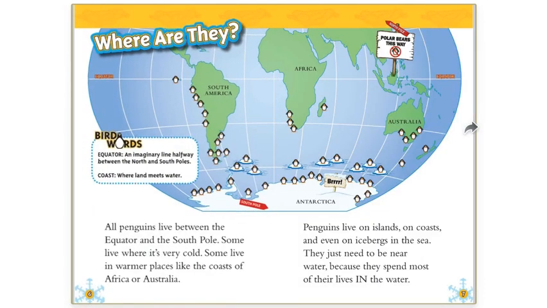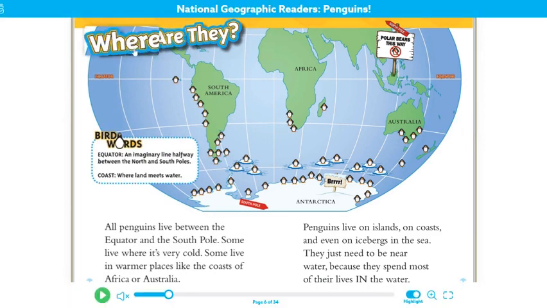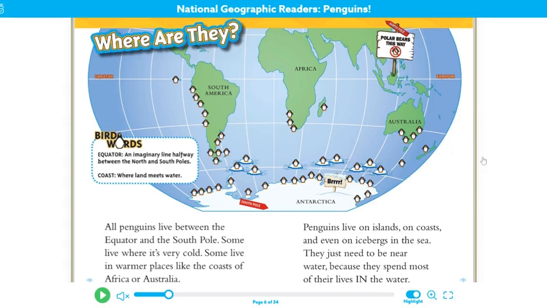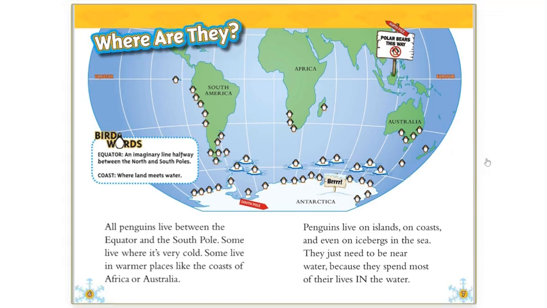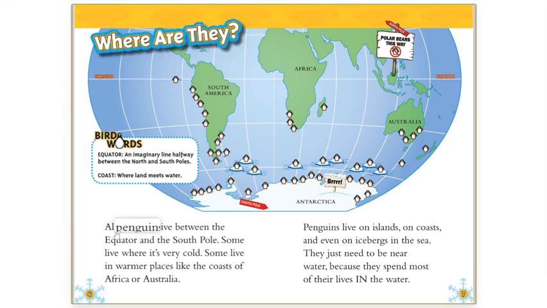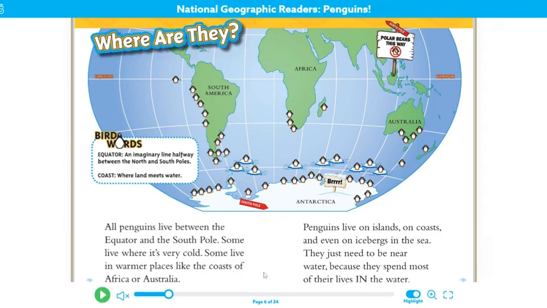I'm going to turn to the next page. And look at this. It says, "Where are they?" And I have a map. That is a clue to me that on these two pages, they are going to be talking about where penguins live. And I can see on the map, they've got a beautiful visual of all the little penguins where they live. And then underneath it, it is describing where the penguin lives.